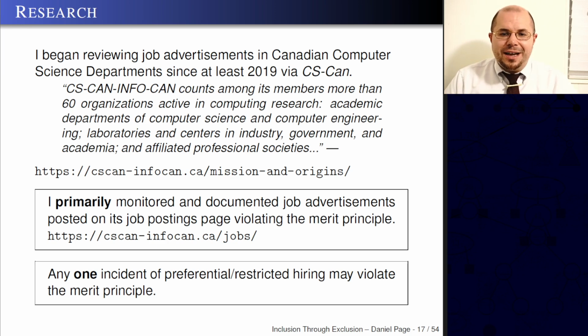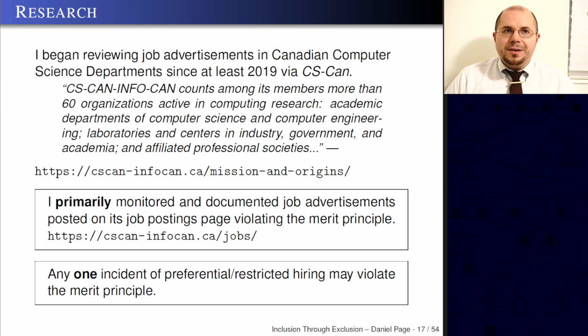So I started looking at job advertisements on the website CSCAN, a website that is very often used for communication across multiple departments across Canada in computer science. They actually post jobs on their website. So I started monitoring it, along with other universities, and I tried to document job advertisements that would violate the merit principle. It started off with preferential and restricted hiring because that's what came first.